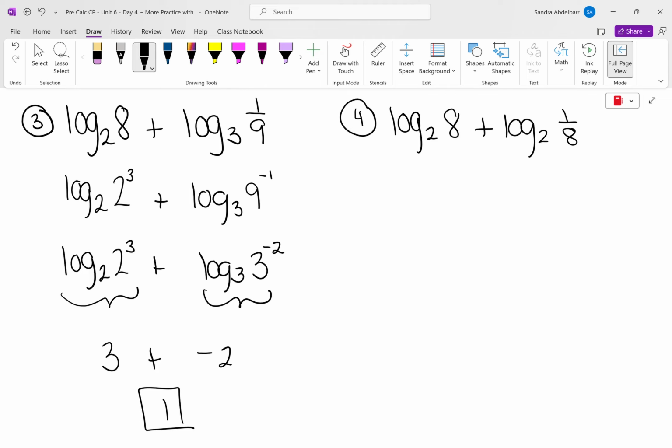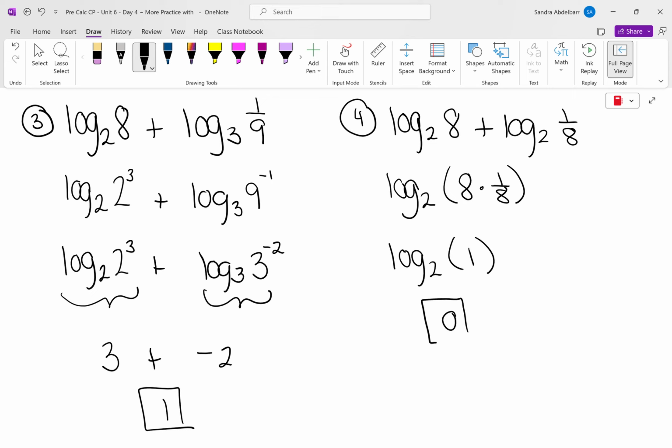Can I pull out a log base 2 here and then multiply the arguments? Yeah, how come this time I was allowed to do it, but in number 3 I wasn't? Jenny? Good, because this time they have the same base. So that's exactly what I'm going to do. I'm going to pull out a log base 2, and then I'll multiply 8 times 1/8. What's 8 times 1/8? 1. So this is log base 2 of 1. This was a shortcut. 0, very good.